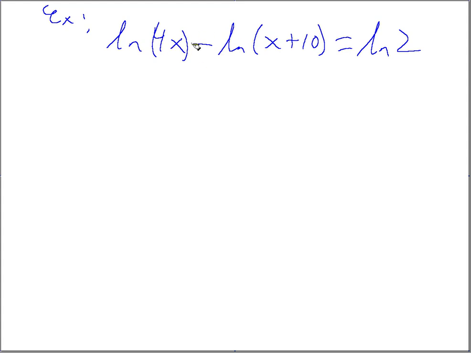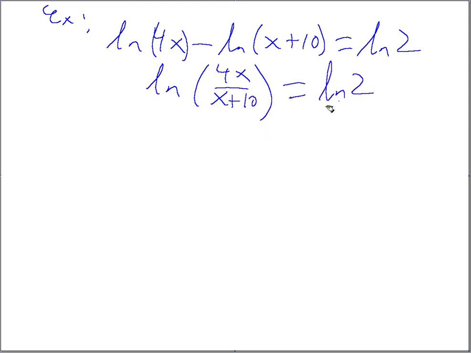Well, we have the quotient rule, right? If we're subtracting the two logs, we can divide these two quantities. So this is basically ln of 4x over x plus 10 equal to ln of 2. Again, by the one-to-one property of logs, we can set these things equal to each other. So the equation we're solving is going to be 4x over x plus 10 equal to 2 in this case. Can we see that?